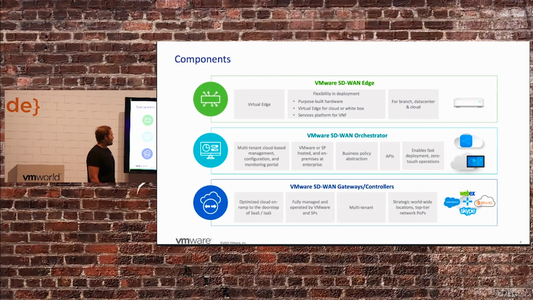And then we have our VMware SD-WAN gateways. These are also multi-tenant. These are network-as-a-service devices that are located strategically around the globe near popular SaaS points of presence, how we're able to offer that direct and secure gateway to applications.